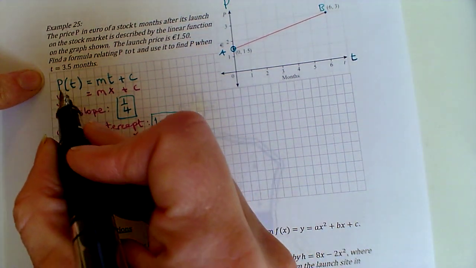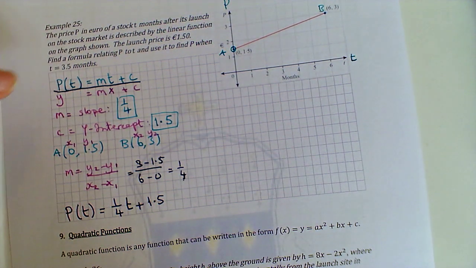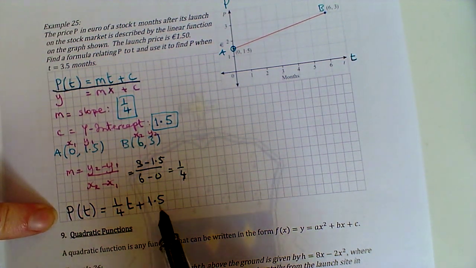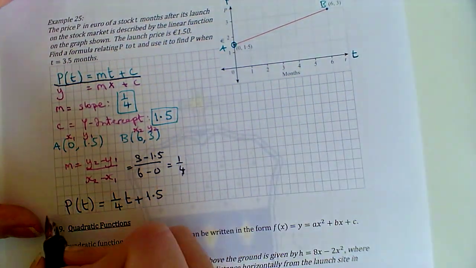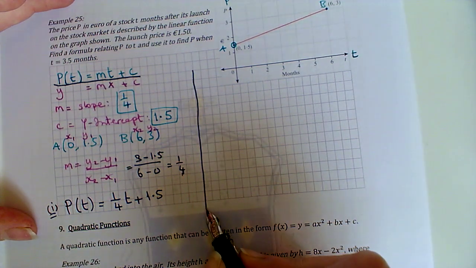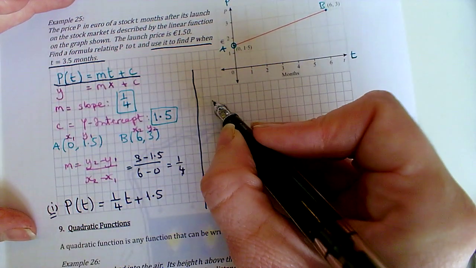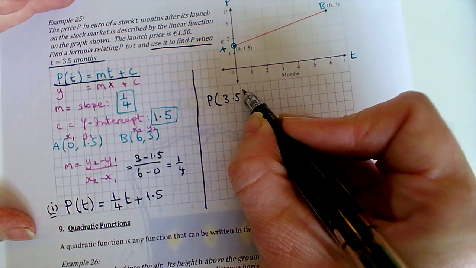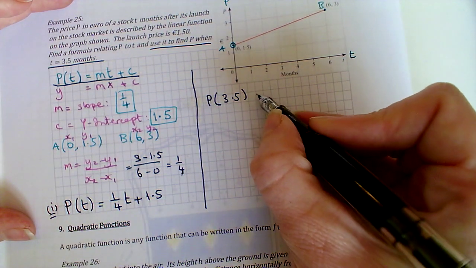So that is matching this formula here. y equals mx plus c. The price is the slope by the time plus the starting value. That's the first part. It's the answer to part 1. And then for part 2, they asked us to use it to find P when the time is 3.5. So they want us to find P of 3.5.